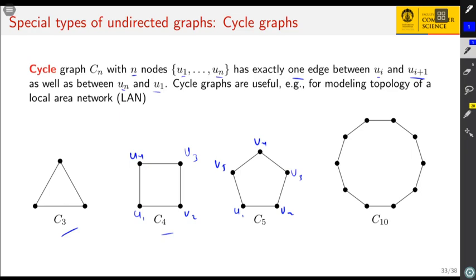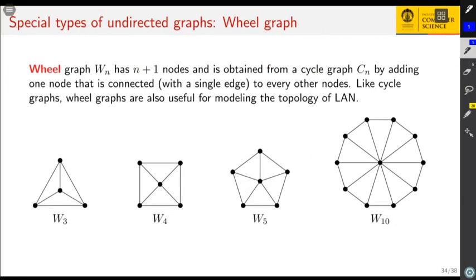Another special graph is the wheel graph. The wheel graph Wn has n plus 1 nodes. Remember, Wn has n plus 1 nodes. And Wn is obtained from the cycle graph Cn by adding one more node that is connected with a single edge to every other node. So it's like a bicycle wheel.